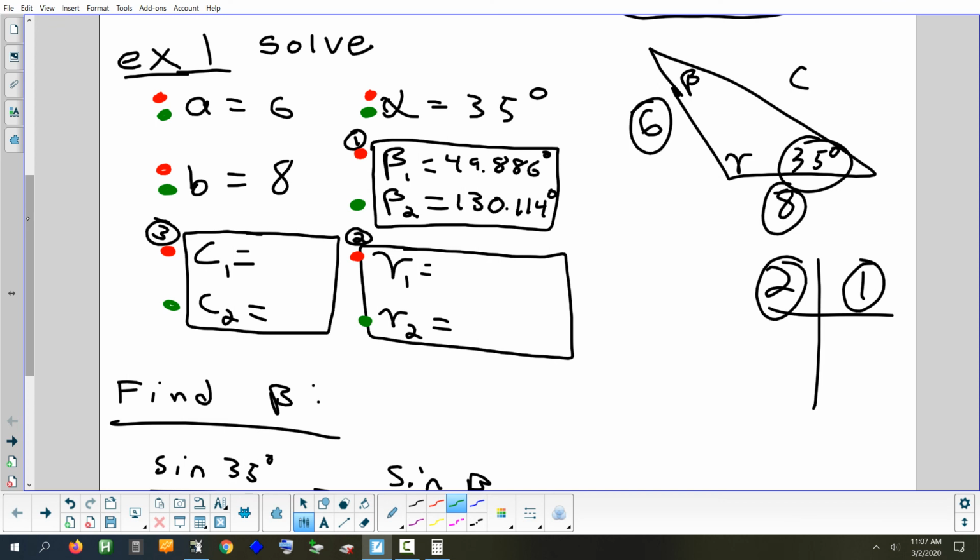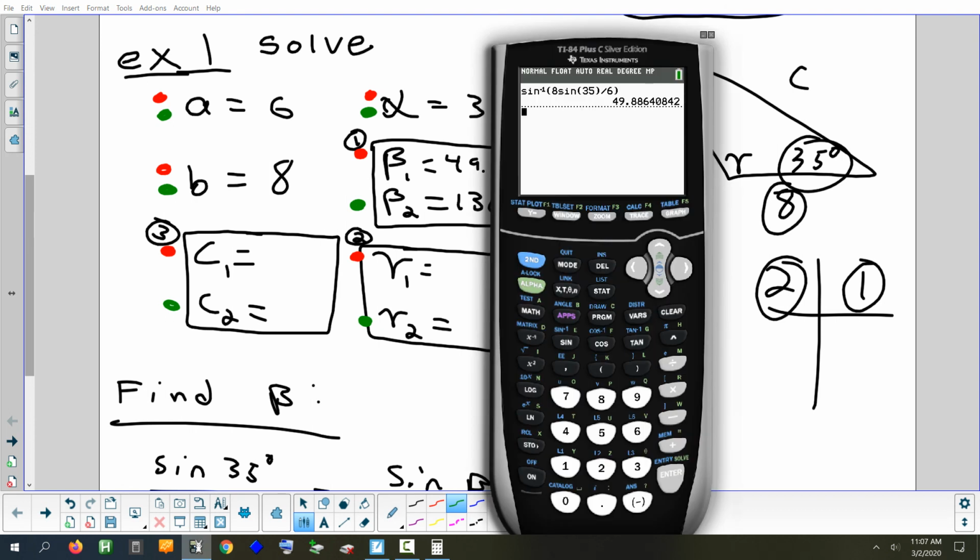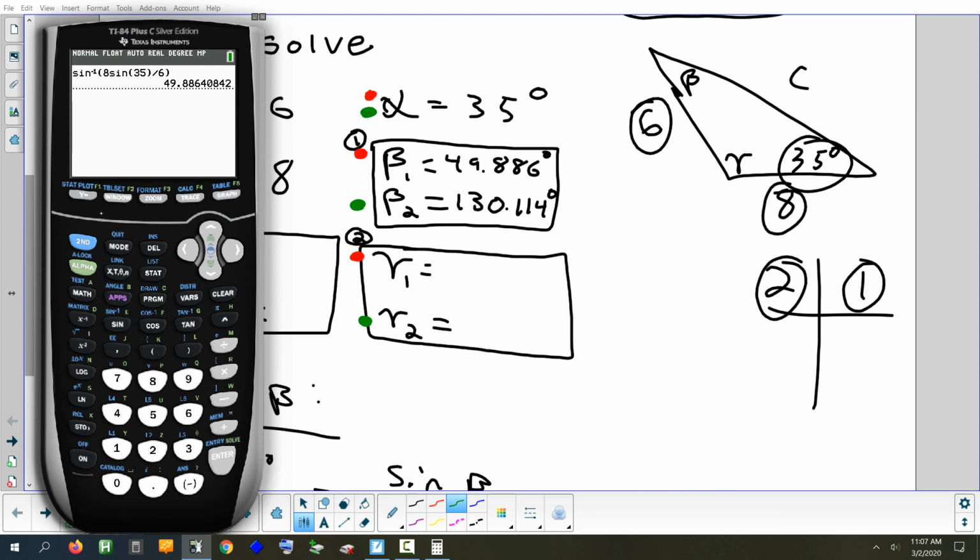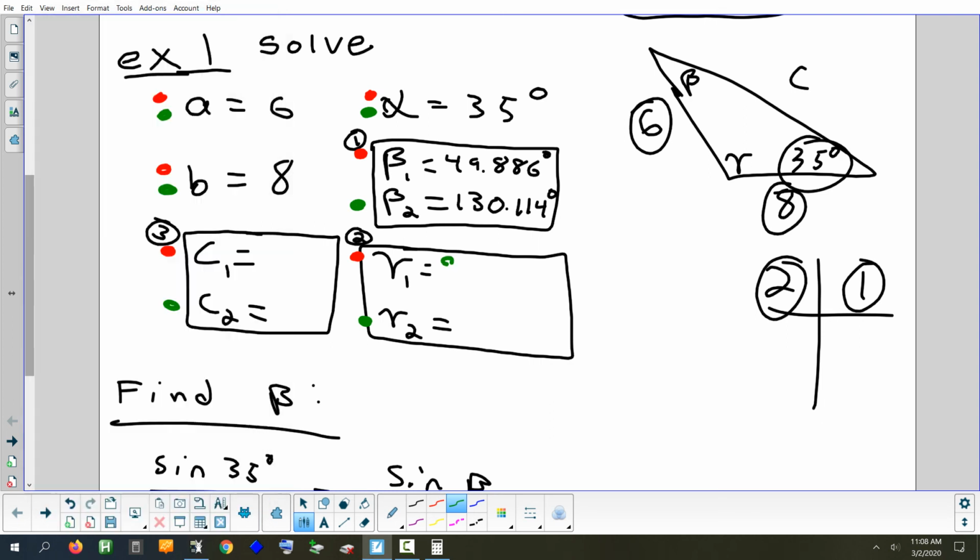All right, so now what can I find? Yeah, gamma 1 and gamma 2. Riley, how would you get gamma 1? Add beta 1 and alpha, and then subtract that from 180. Yep. So we're going to take beta 1 plus alpha. Add those up and subtract from 180. So that gives me 95.114.